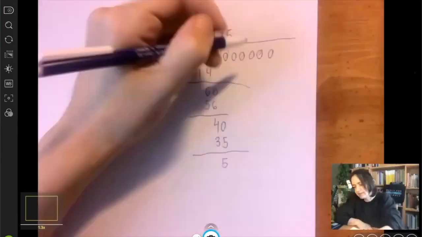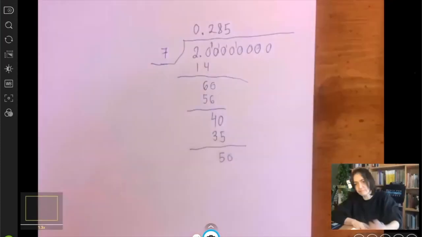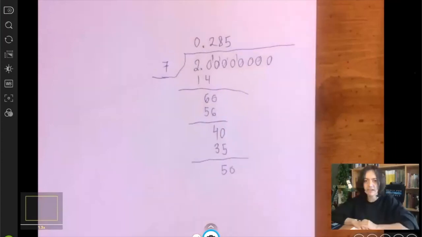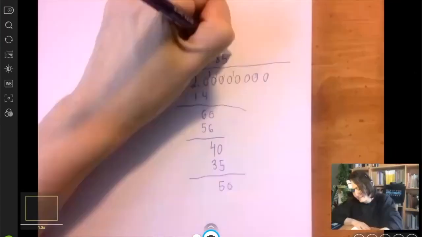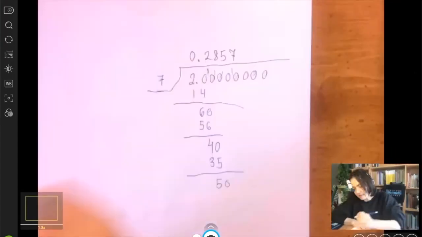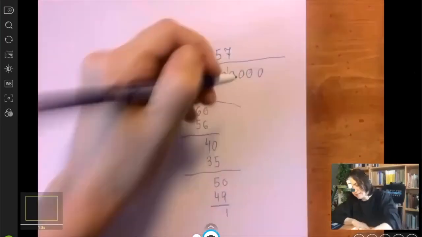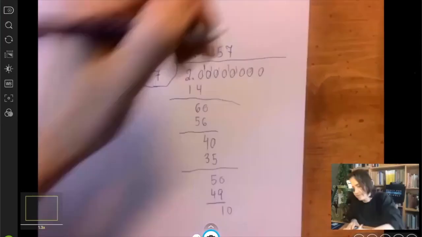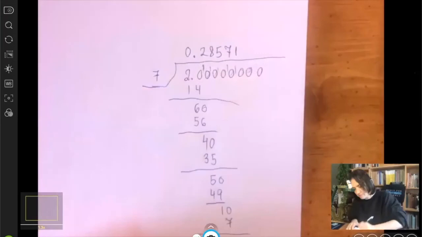We bring down the next 0. Usually we hope for no remainder, but as long as there is remainder, we just bring down a new 0. 50 divided by 7. 7, because 7 times 7 is 49. We subtract, get 1, bring down the 0. 10 divided by 7. 1. 1 times 7 is 7. Subtract, get 3, bring down the 0.